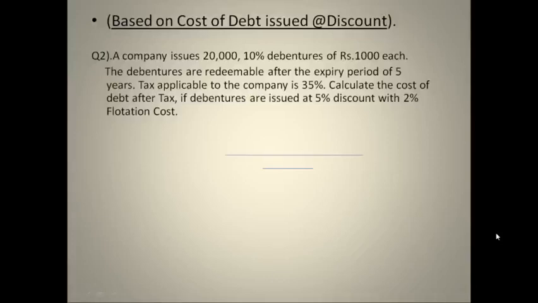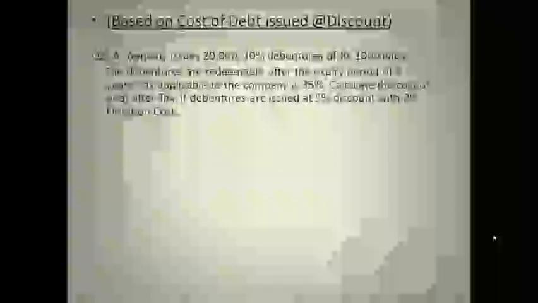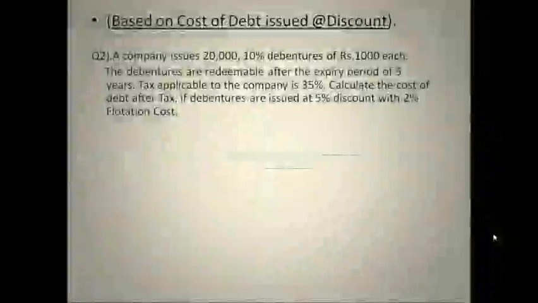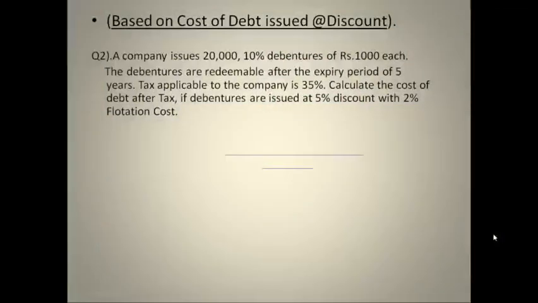Alright my dear friends, fine. So let's start with the first sum of this video, which says a company issues 20,000 10% debentures of rupees 1000 each. The debentures are redeemable after the expiry period of 5 years. Stop my dear friends. So this is the first part of your question.